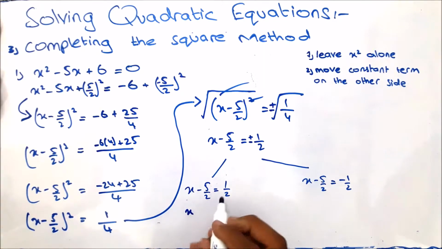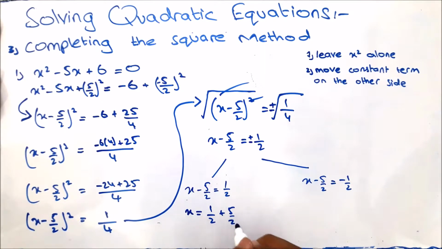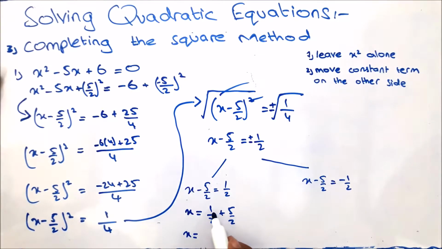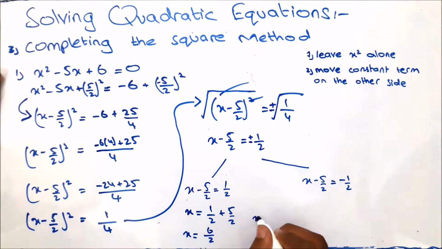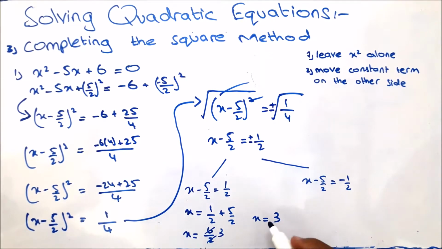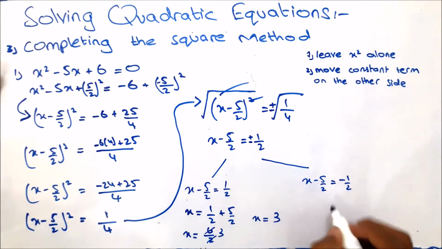Here I have x equal to 1 over 2 plus 5 over 2, and then we'll get x equal to, we have the denominator same, so we can just simply add the numerators. We get 6 divided by 2, and now the answer is x equal to 3, because 6 divided by 2 is 3. So one answer is 3, and let's see our other answer.